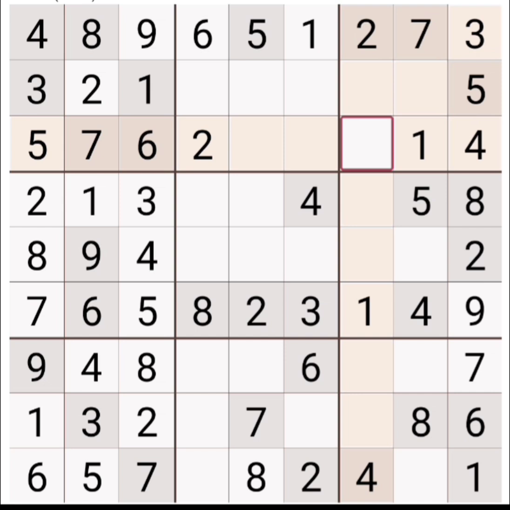So now 3, 8, 9 are supposed to be filled in these three cells, but 3 we cannot fill in this cell because 3 is there in the same box. 3 we cannot fill here because 3 is in the same column. So we'll fill up 3 in this cell.